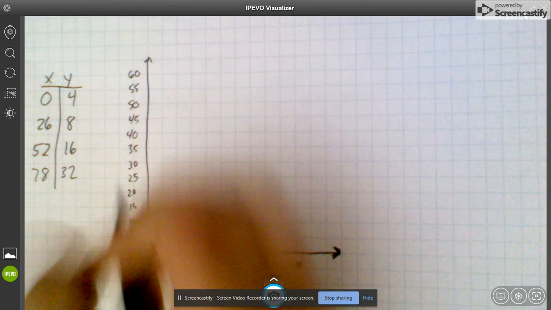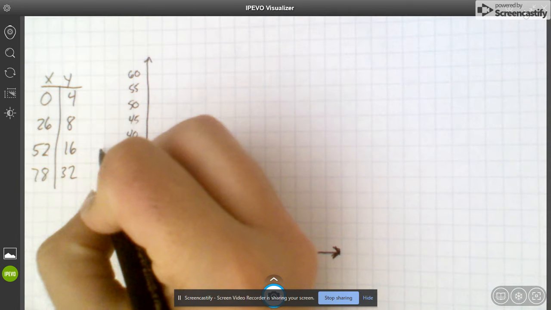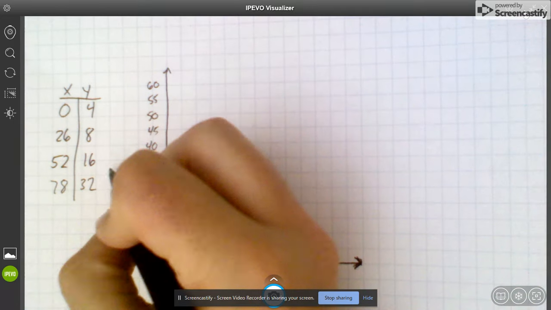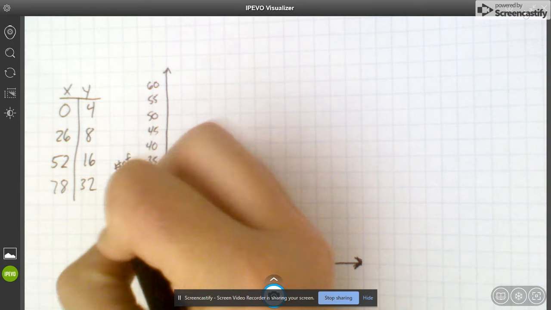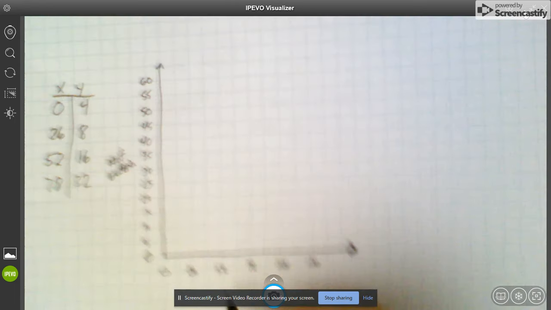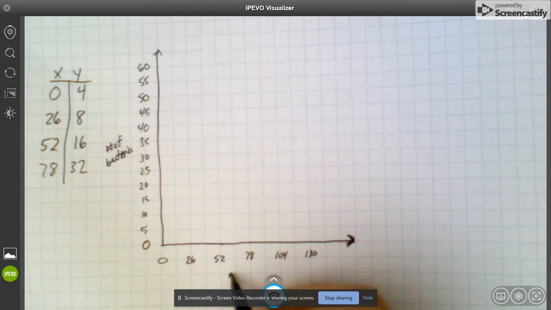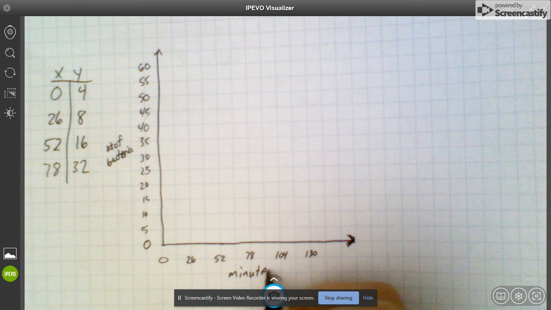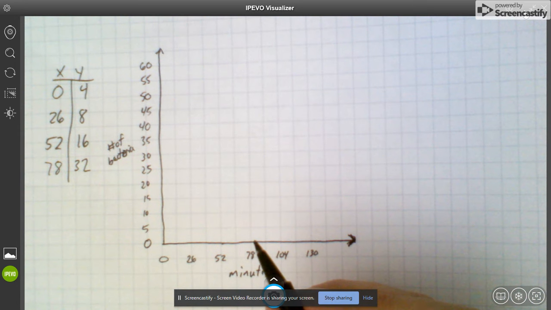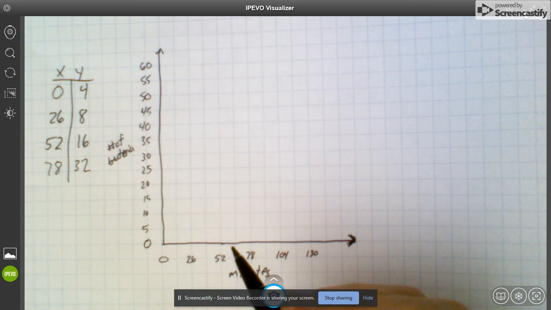Again, on this side, this is what we're talking about in the problem: bacteria. So this is the number of bacteria after a certain number of minutes. And again, I'm sorry for having to use the camera instead of the board, but to be able to show you the calculator stuff, this works a little bit better.